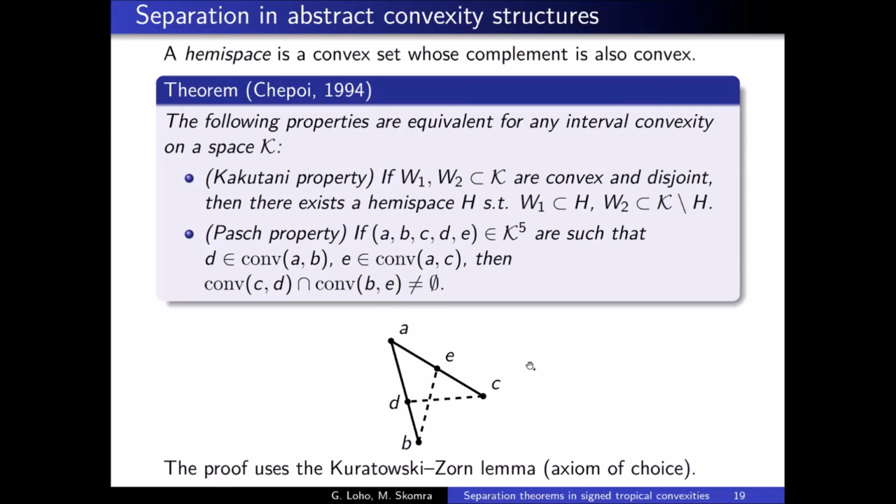What I want to say about this theorem is that, first of all, the proof of this theorem uses the Kuratowski-Zorn lemma. So this is based on the axiom of choice in order to find these hemispaces that separate two convex sets. But on the other hand, this theorem is very nice because you have this abstract separation property, and this abstract separation property is reduced to a property of only 5 points. So if you have only 5 points, then you may hope that it is not so difficult to prove, right?